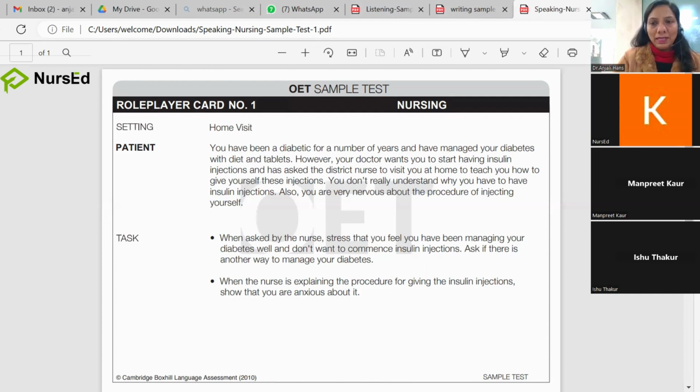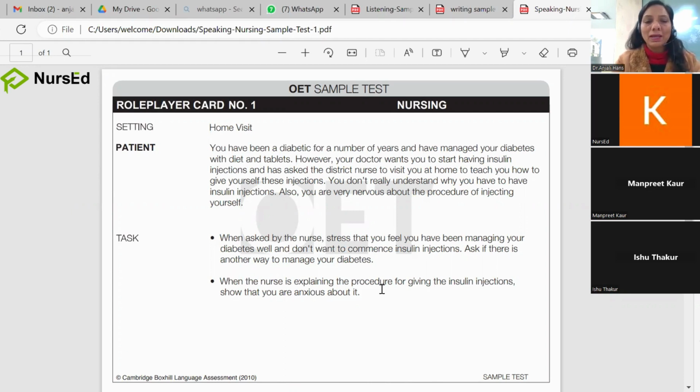So here you can see, here also you are given a certain situation that you have to deal with. You have been a diabetic for a number of years and have managed your diabetes with diet and tablets. However, your doctor wants you to start having insulin injections and has asked the district nurse to visit you at home to teach you how to give yourself these injections. You don't really understand why you have to have insulin injections, so you are very nervous about all this procedure of injecting yourself.